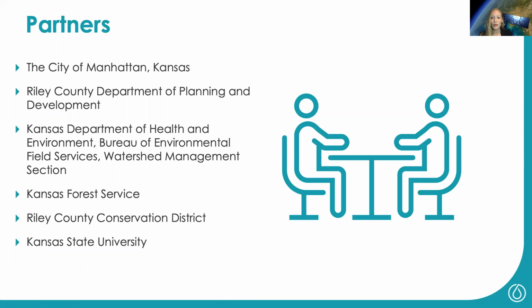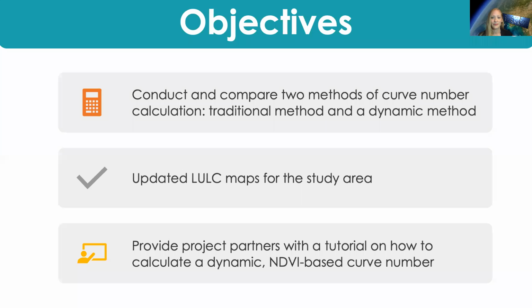We partnered with several government entities at the local, county, and state level, as well as with researchers from KSU. Our partners were interested in tracking land use land cover changes in the county along with runoff risk in order to inform future resiliency planning. The project aimed to provide local officials with better insight into runoff potential.